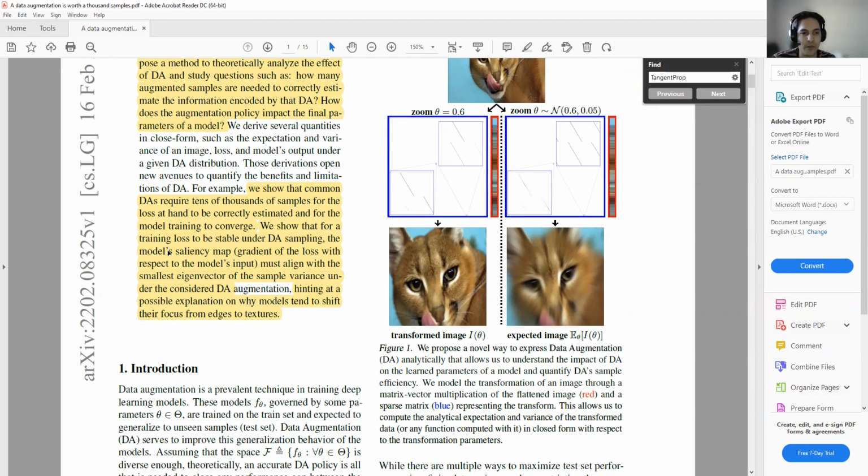We show that for a training loss to be stable under data augmentation sampling, the model saliency map, the gradient of the loss with respect to the model's input, must align with the smallest eigenvectors of sample variance under the considered data augmentation, hinting at a possible explanation of why models tend to shift their focus from edges to texture.